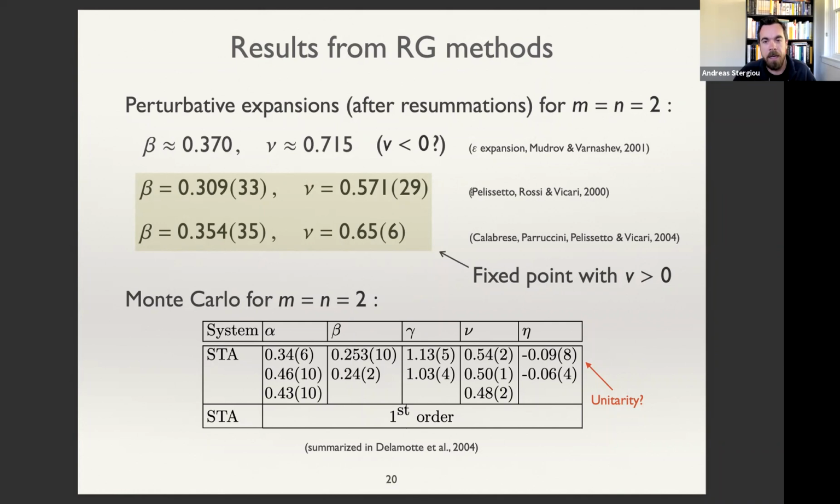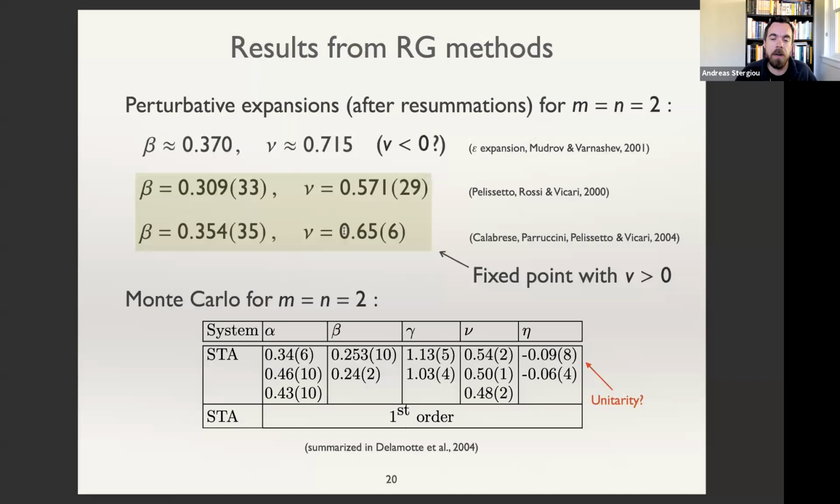This fixed point is supposed to be the same fixed point found in papers by Pelissetto, Rossi, Vicari, and collaborators. These fixed points occur when you look at the fixed dimension expansion. You write down the beta functions the same way, you send epsilon to 1, and then you resum the beta function, and then you look for fixed points. It's not a controlled thing to do, let's say it that way.